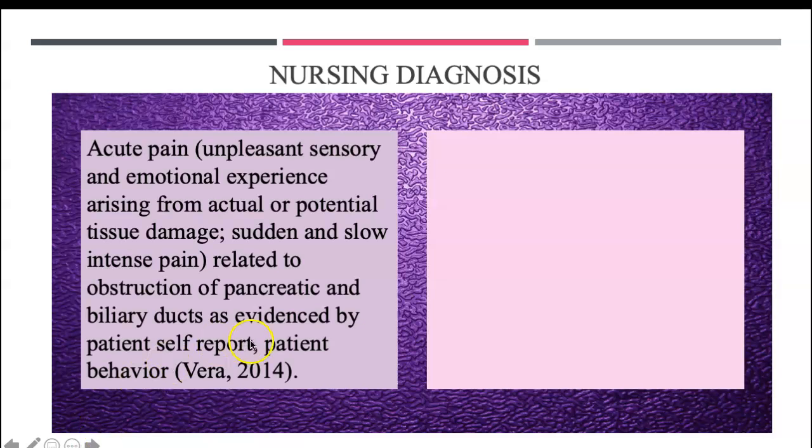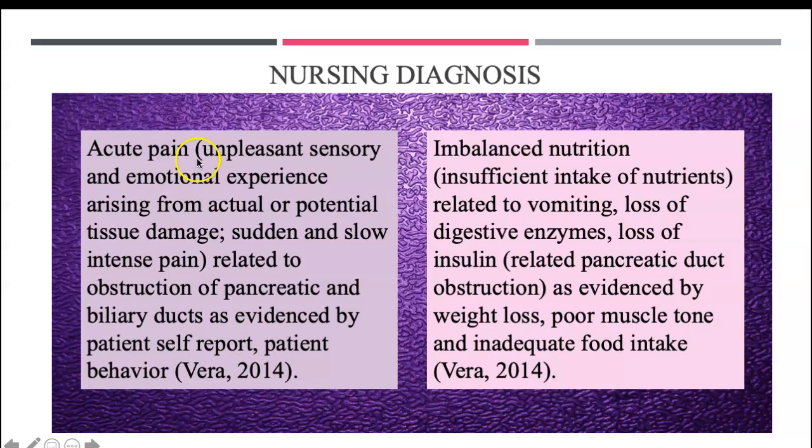So the nursing diagnosis is acute pain, and that's related to the obstruction of those pancreatic bile ducts, and the evidence is the reporting of pain by the patient and behaviors like grimacing, etc. And the pain could be either sudden or a slow build-up of very intense pain because of the blockage leading to tissue damage.